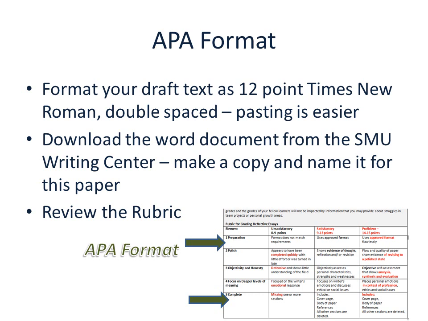The next half that has nothing to do with content is APA format. Make sure that you format your draft as the template is formatted, as 12-point Times New Roman. And pasting is easier if you start out writing in 12-point Times New Roman, double-spaced. You can download the Word document from the SMU Writing Center. Make sure that you make a copy and name it for your individual assignment.